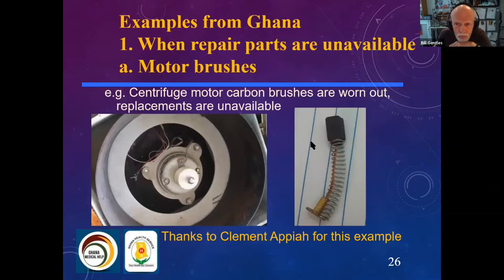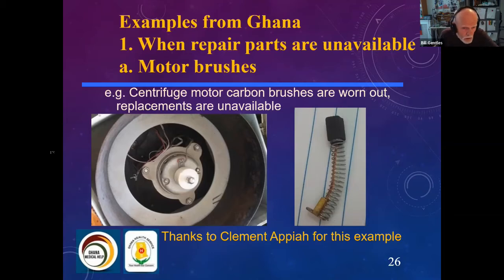Now, just to move to some examples we've received from our colleagues in Ghana that illustrate some of these troubleshooting concepts. And the first one, this is one of my favorites. When repair parts are unavailable, you can often improvise and replace things with something equivalent. In this example, thanks to Clement for this example, the centrifuge motor carbon brushes are worn out.